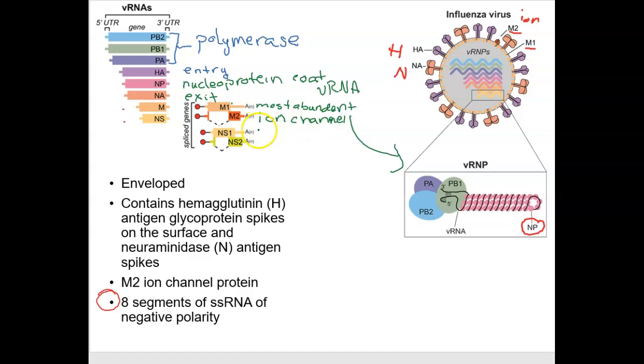Okay, so our non-structural proteins, this is going to only be during replication, so they're not present in the particle. So they're only during active replication. And these do some very important things for the virus. So NS2 is going to be responsible for nuclear export.